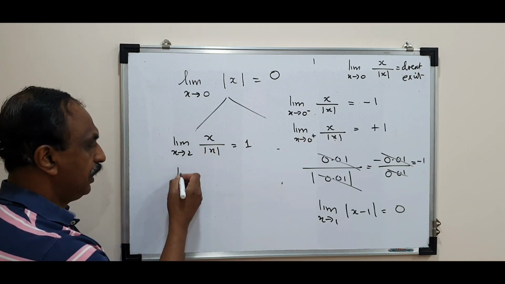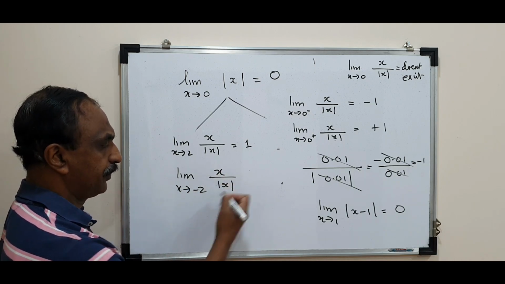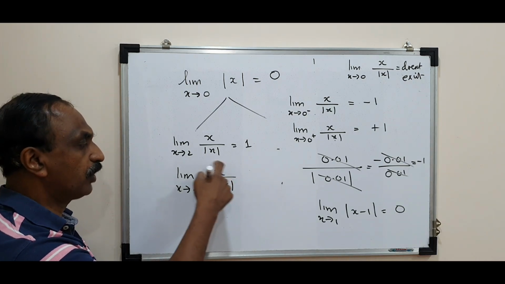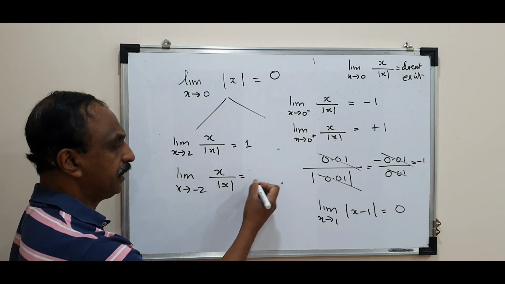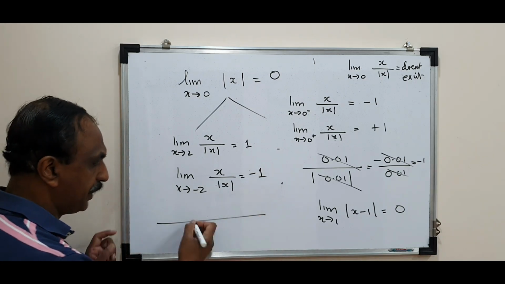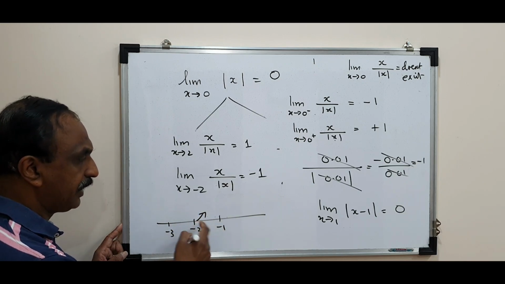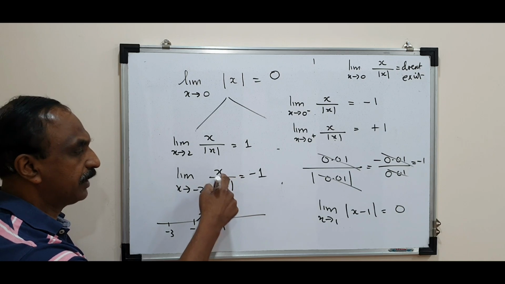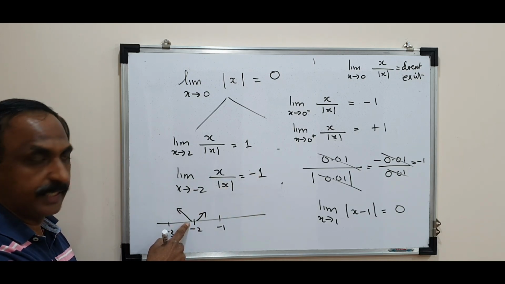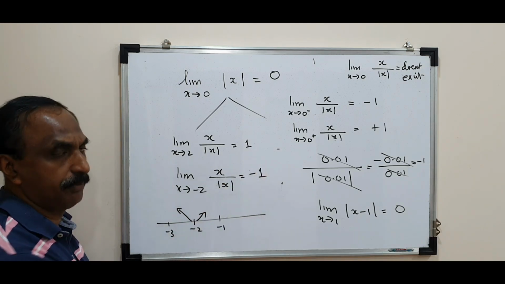Suppose I ask you limit x tending to minus 2, x upon modulus of x. Now what will happen? Whether left hand limit or right hand limit, this will always be negative. So your answer will be minus 1. Because this is negative, if you take any number, minus 2 here, minus 1 here, minus 3 here, that will be negative. So negative upon positive will give you negative. If you take a number here, that will also be negative. So negative upon a positive number will give you negative. In both the cases you will get minus 1.